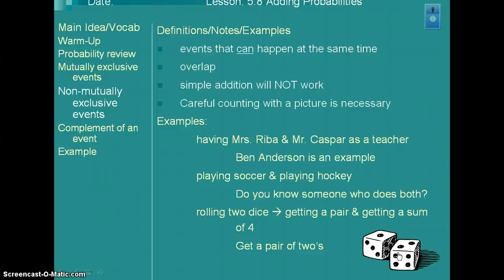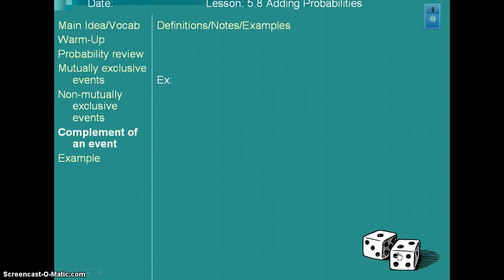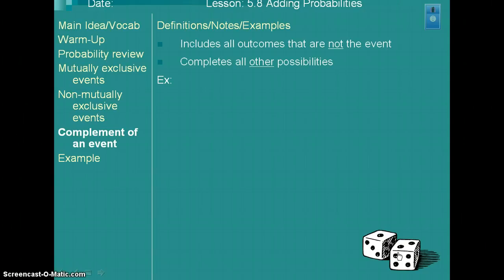The last vocab that we're going to cover here is the complement of an event. As we take a look at the complement of an event, we're including all outcomes that are not the event themselves. Essentially, we're saying here's the event. I want everything else. It's all the other possibilities put together.